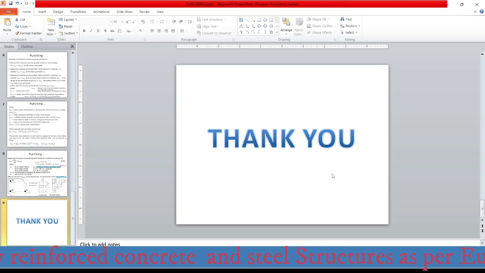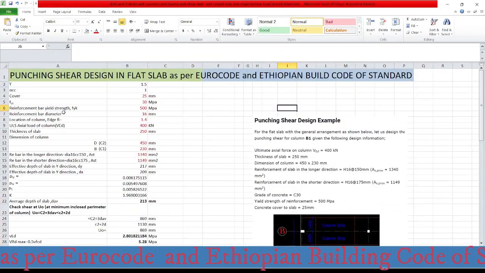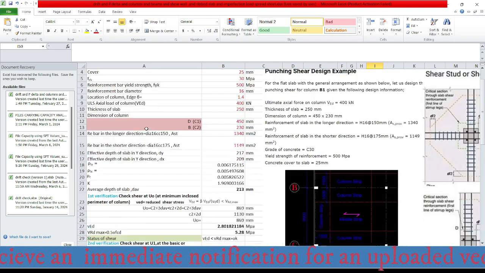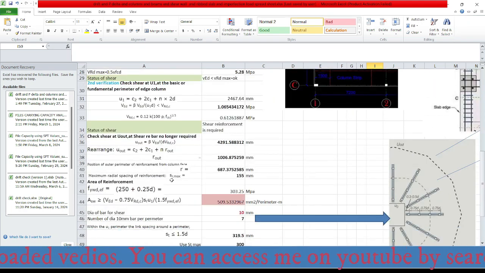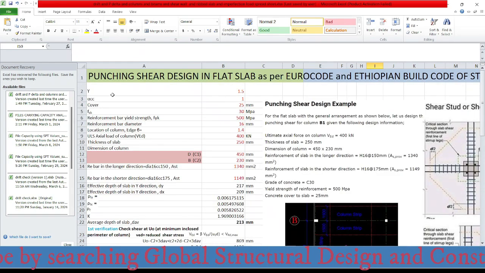So let's proceed to the spreadsheet, to see how to design the punching shear of the flat slab. Here I have already prepared a spreadsheet which is going to be used for the design of punching shear using Excel. So here I have one example. I'm going to show you the design of punching for the specified flat slab.